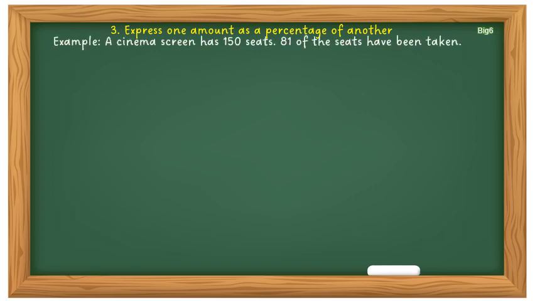Here's an example. A cinema screen has 150 seats. 81 of the seats have been taken. What percentage of the seats have been taken? They give you the numbers in the question, so it's simply taking 81 and dividing it by the bigger number, 150. Because we're working in percentages, to convert that to a percentage you just multiply by 100. So you take the 81, divide it by 150, multiply by 100, and that tells you that 81 is 54% of 150.